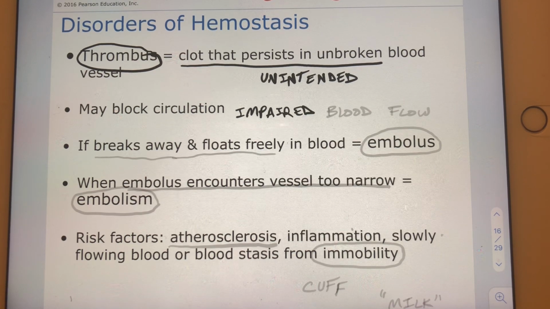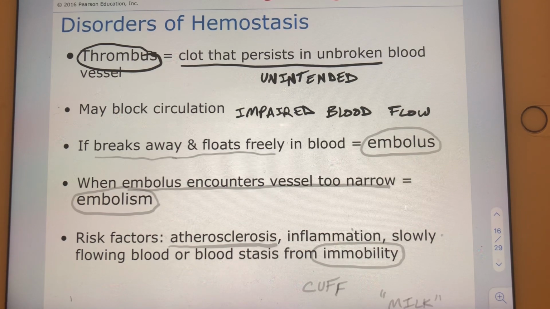Okay, so thrombus, no thank you. If I can avoid having a clot, then I'll opt for that. But certainly if I have damage, then a clot is necessary. But if I don't have damage, then good grief, let's skip the clot part.